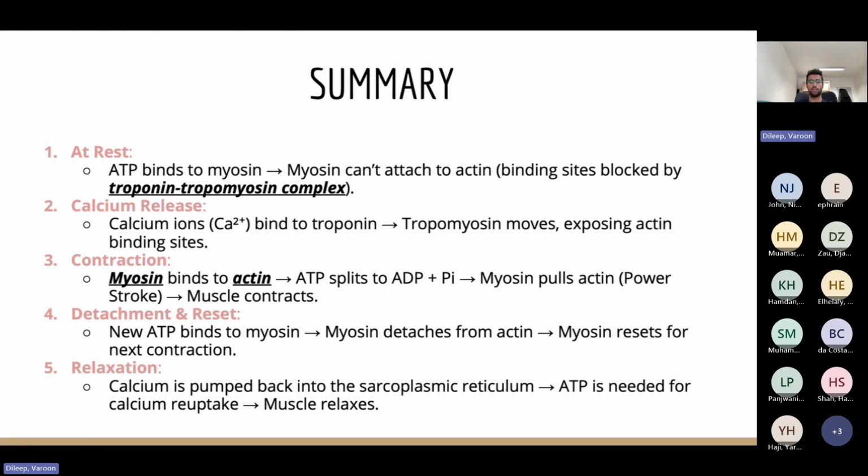Now we have to release this force, otherwise this will remain in the same position. So we need another ATP particle to bind to the myosin to allow the detachment to take place. And after that, during the relaxation, calcium is pumped back into the sarcoplasmic reticulum, and ATP is needed for this calcium reuptake. So, guys, does anyone have any questions about this? No? So, we'll move on.